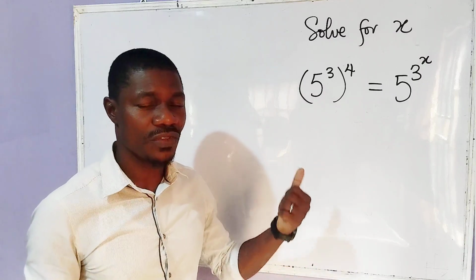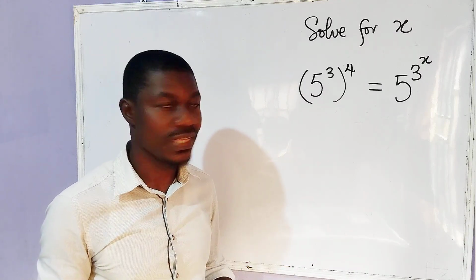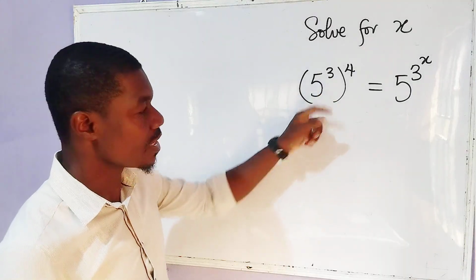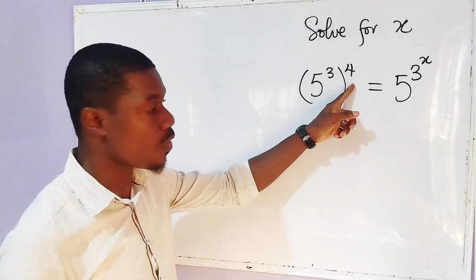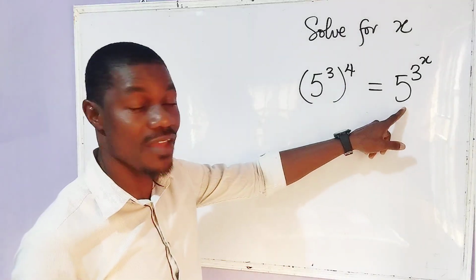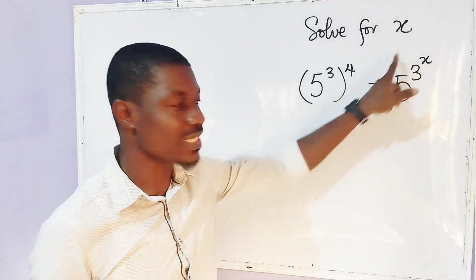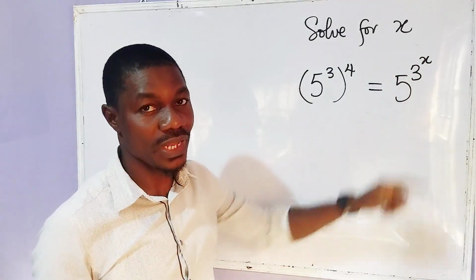A lot of people solve this exponential equation wrongly. Now here we have (5^3)^4 equals 5^(3^x). Now this is a tower exponent.